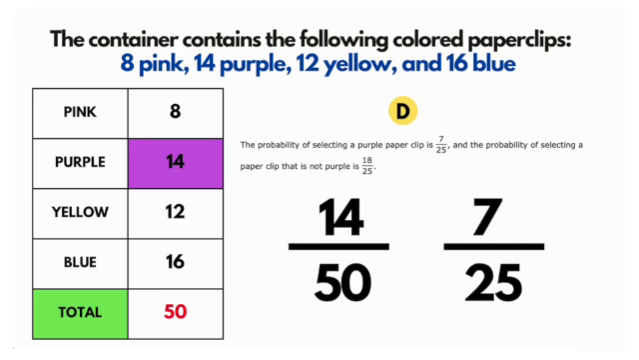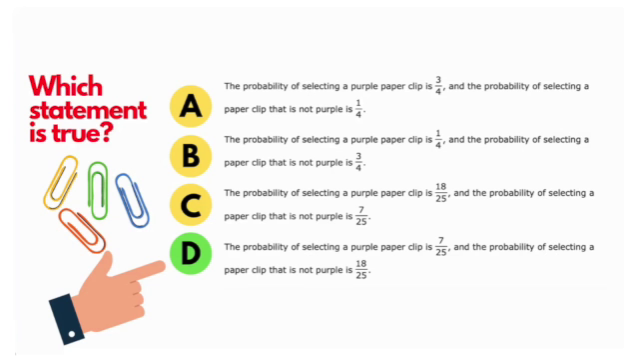The probability of selecting a purple paperclip is 7/25. Now we're going to set that equal to 14 over 50, and if you look at that, 14 divided by 2 is 7, and 50 divided by 2 is 25. So that does make it equal. So there's our answer. Which statement is true? The probability of selecting a purple paperclip is 7/25, and the probability of selecting a paperclip that is not purple is 18/25.